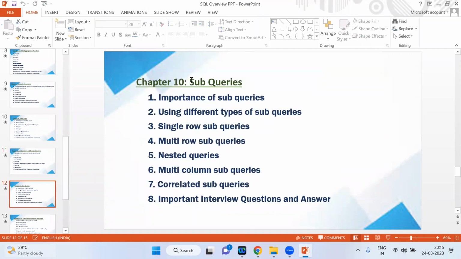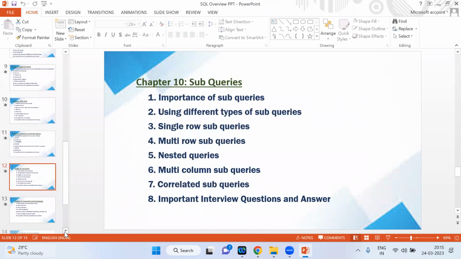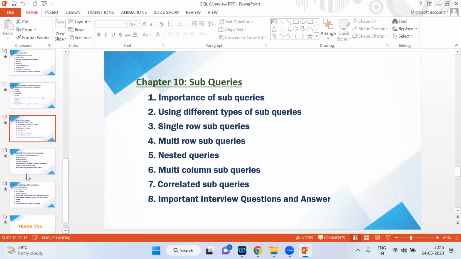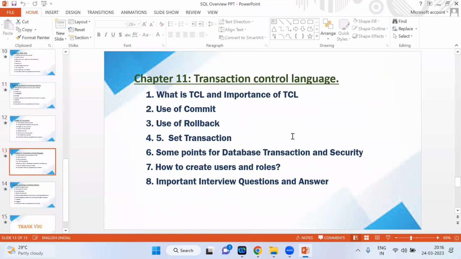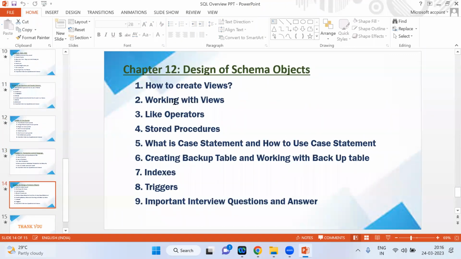Then we'll learn subqueries. This is very important when you will be working in a real-time scenario. In a real-time project, you will be using subqueries frequently. Then transaction control language, we'll see commit and rollback. We'll explain this maybe tomorrow or the day after tomorrow.